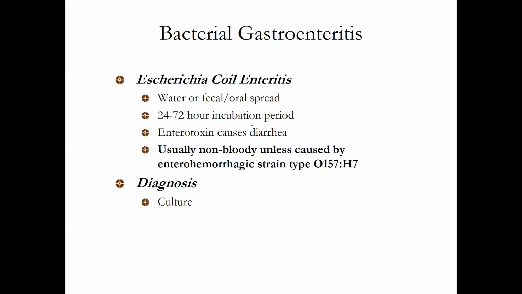Your E. coli enteritis, this is going to be water or fecal oral. And the enterotoxin of E. coli is what causes diarrhea, and it's typically not bloody unless it's by your enterohemorrhagic strain, O157:H7. That would be the one thing to memorize on probably this whole slide set, is to know the strain type of hemorrhagic E. coli, because that's asked about commonly.